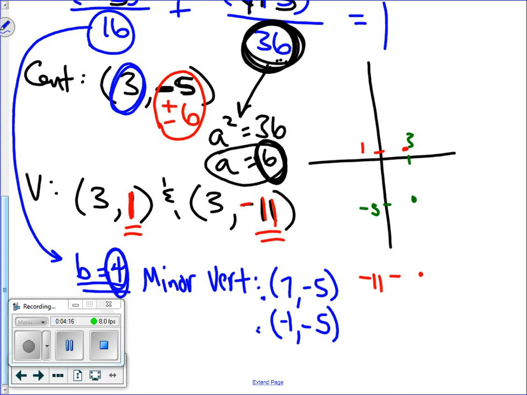So 7 would be over here. We'll move to there, let's say. And then -1, -5, we'll put that over here. And we end up with the shape. We don't have to be perfect. It is a sketch after all. So that's our ellipse, centered at 3, -5. We found the major vertices. We found the minor vertices. We don't really need the foci unless they specifically ask for it. Okay?